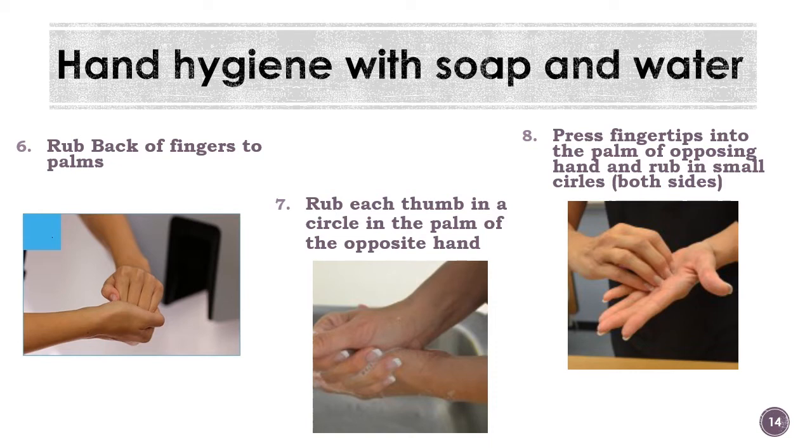Step 8 is to take the fingertips and press them into the palm of the opposite hand and rub them in small circles, and we repeat this on both sides. Our focus here is to clean the tips of the fingers.